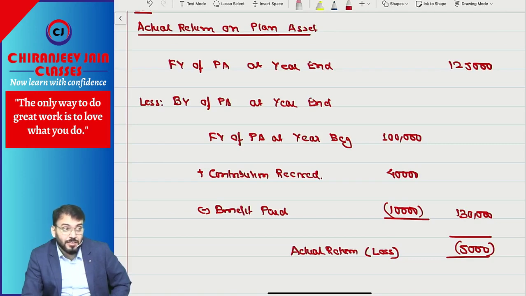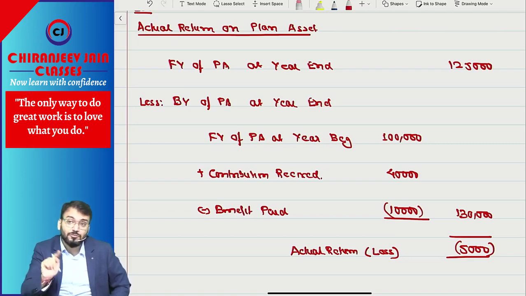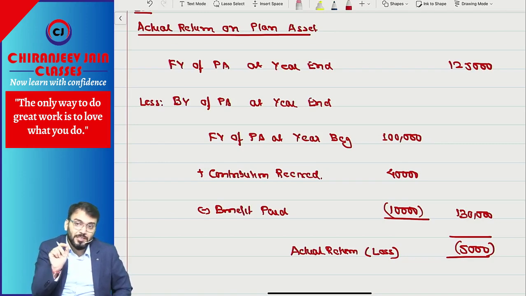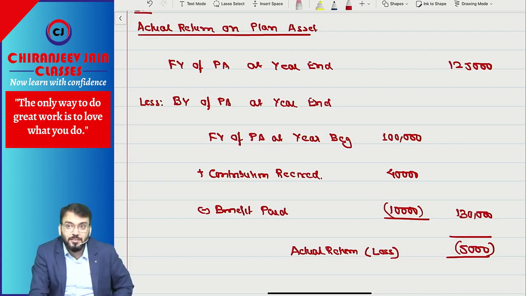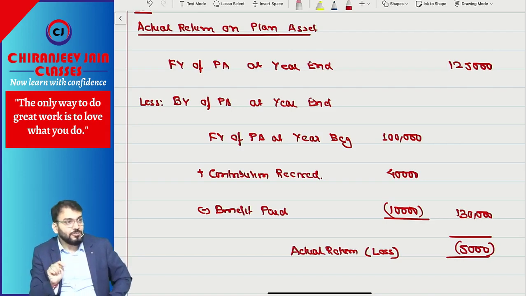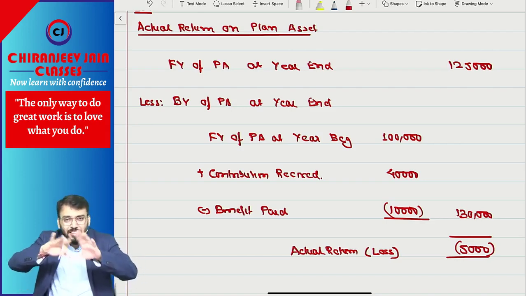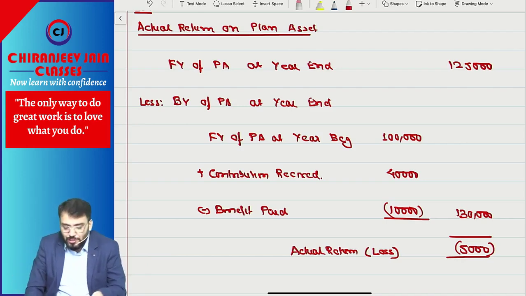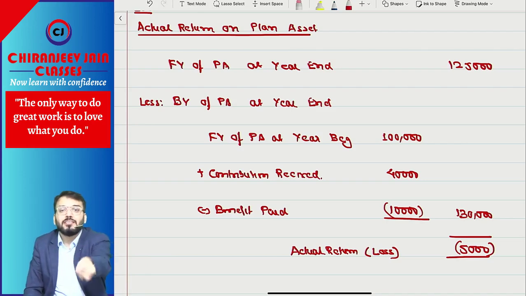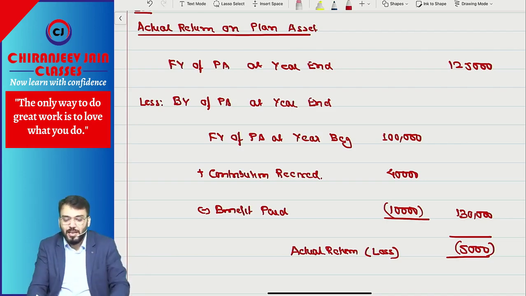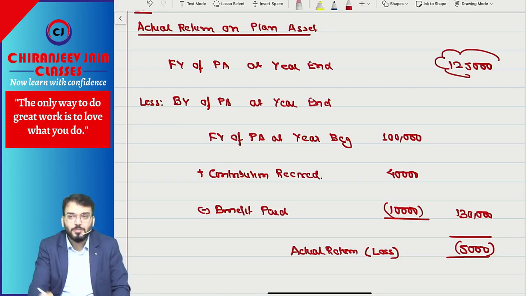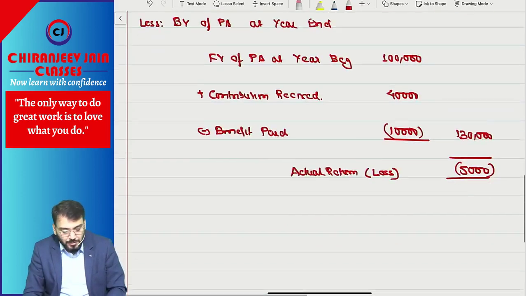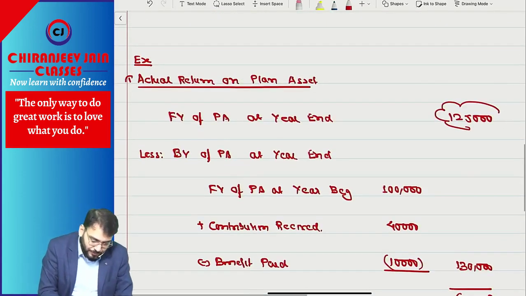This is not actuarial. Actuarial and actual are different. So don't be confused with the pronunciation. This is actual. This is the return which is actually earned from this investment. Means you invested 1,30,000, you receive 1,20,000, and then how much is receivable? It becomes negative return. Now this was point number 1. Come to point number 2.